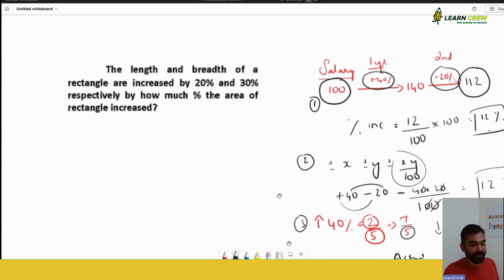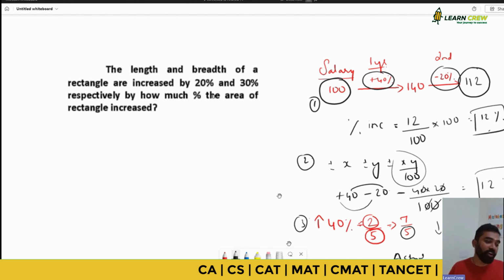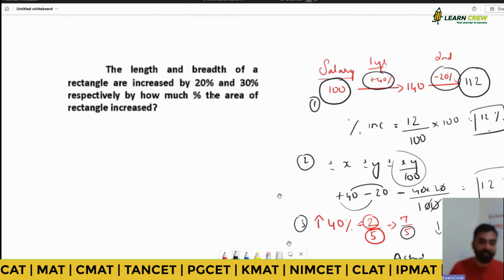So the first question given in front of you is, the length and breadth of a rectangle are increased by 20% and 30% respectively. By how much percentage will the area of the rectangle increase?